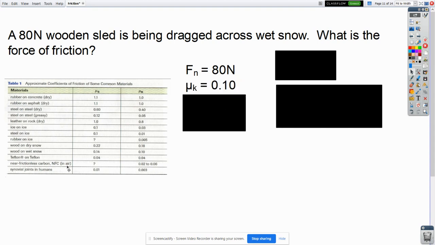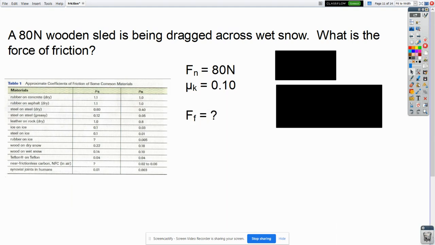Coefficient of friction comes from this table over here. Wooden sled on wet snow. Wood on wet snow, there's two numbers, 0.14 and 0.10. I chose the 0.10, the kinetic number, because it is being dragged. That implies that it is in motion.